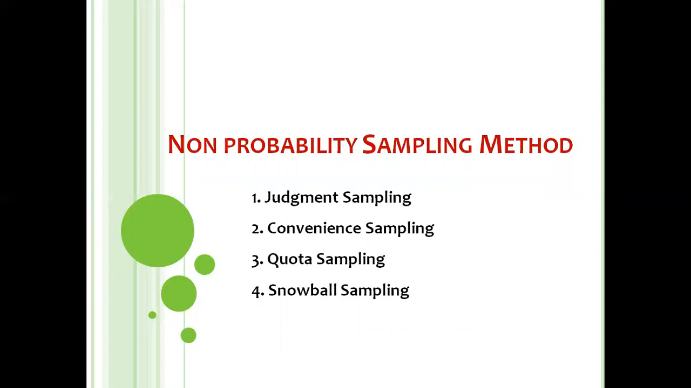Okay, now let's move on to the next type of sampling method or sampling technique, and that is called the non-probability sampling methods. When you say non-probability, it is the opposite of probability. Here, each and every unit of the population does not have an equal chance of being selected into the sample. Non-probability samples are further subdivided into judgment sampling, convenience sampling, quota sampling, and snowball sampling. So let's look into each of these one by one.